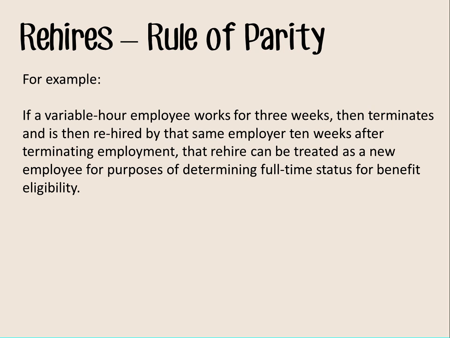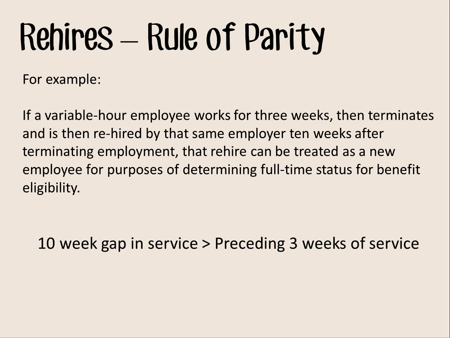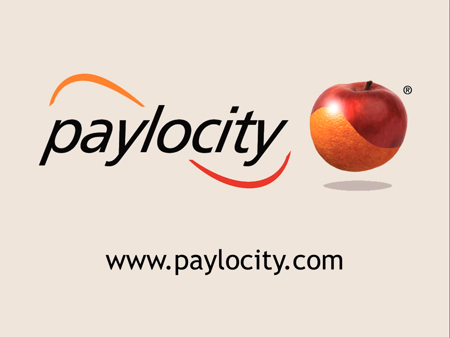If we take a look at that rule of parity in particular, let's say that we have a variable hour employee that works for 3 weeks, terminates, and is then rehired 10 weeks after terminating. That rehire can be treated as a new employee for purposes of determining full-time status for benefit eligibility, and that's because that 10-week absence of service is greater than the preceding 3 weeks of service that was rendered.